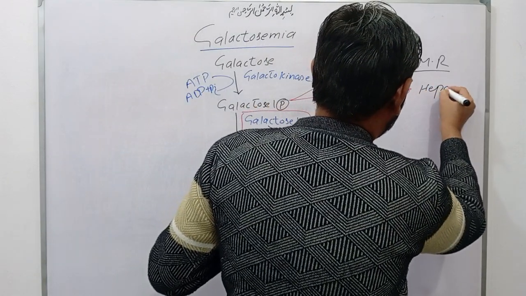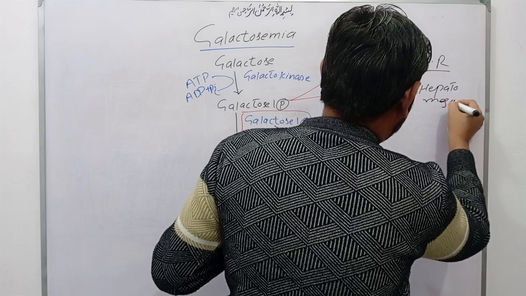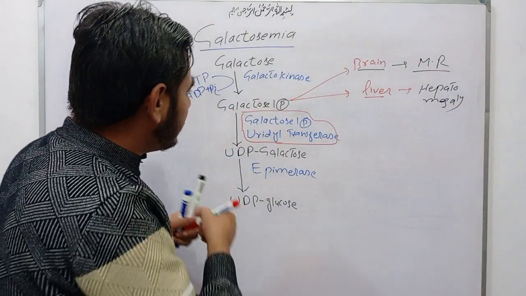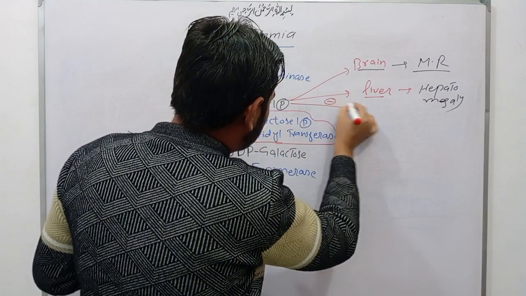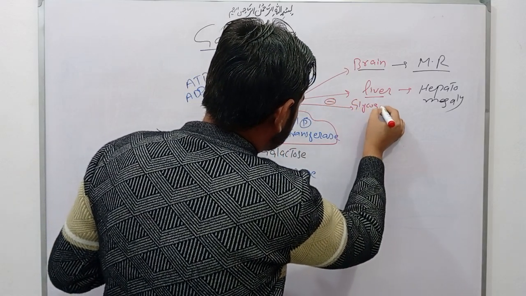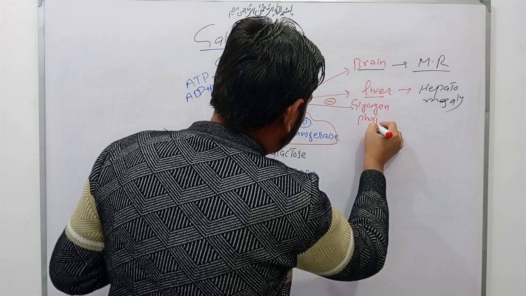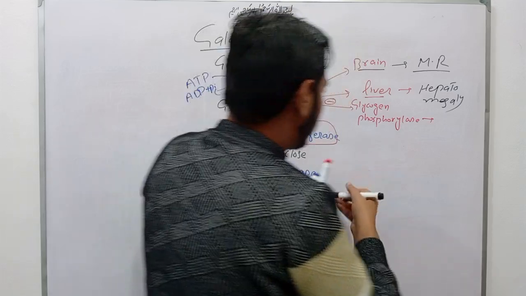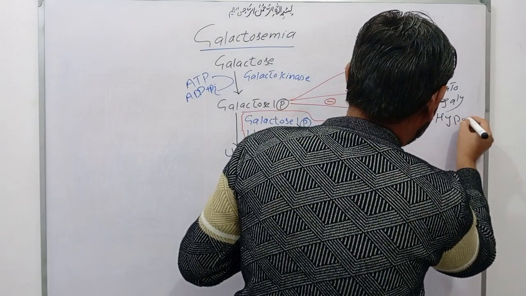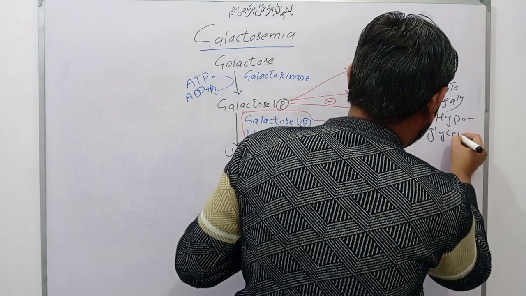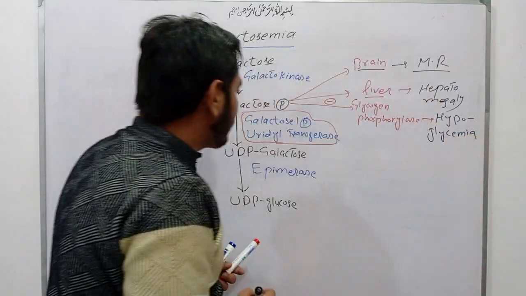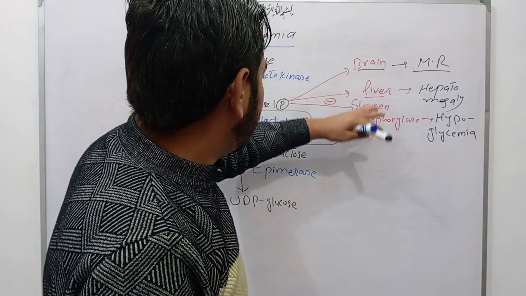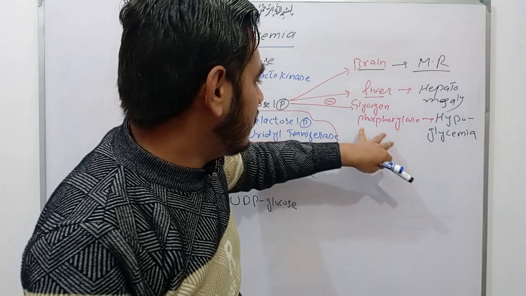Hepatomegaly means enlargement of the liver. Okay, this galactose 1 phosphate also inhibits the glycogen phosphorylase enzyme, an important enzyme of glycogenolysis, and it causes hypoglycemia, meaning a decrease in the concentration of glucose in blood. Okay, this galactose 1 phosphate, in brain, in liver, and it inhibits the glycogen phosphorylase enzyme.